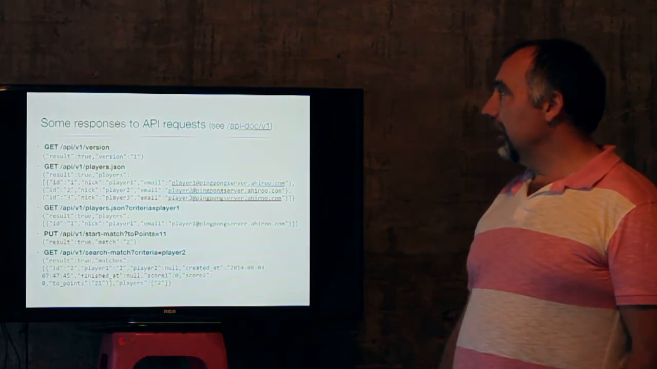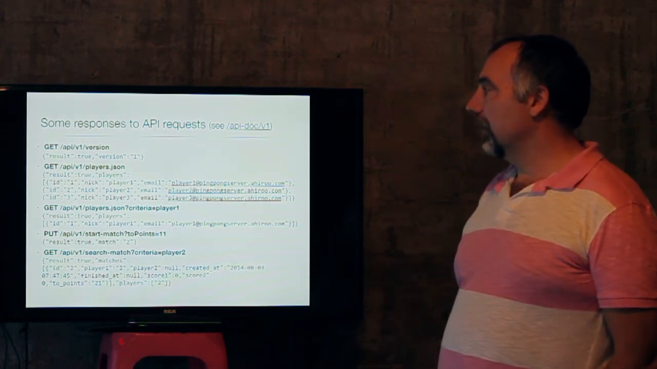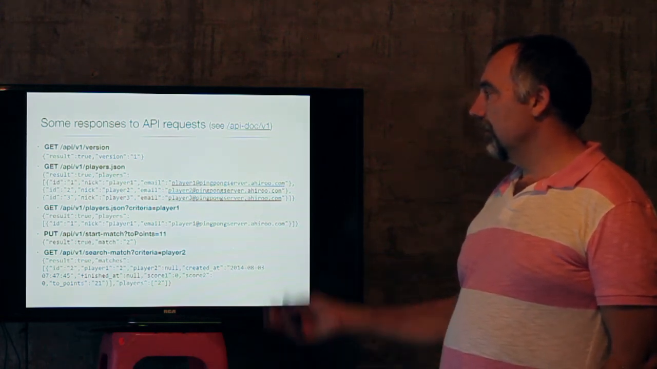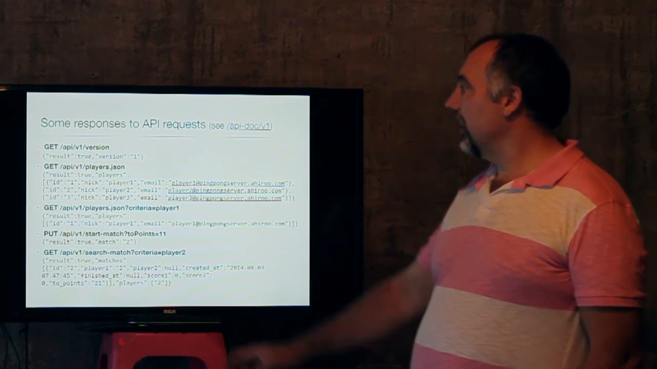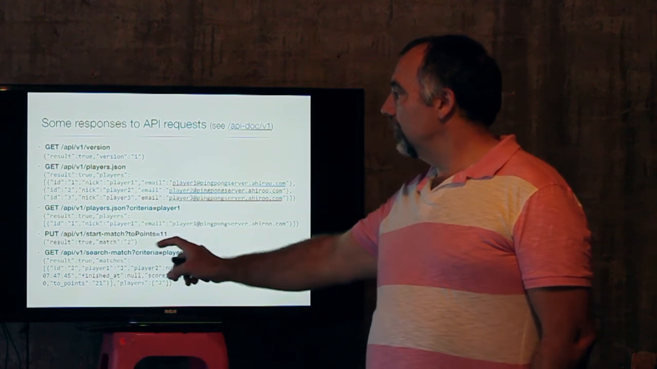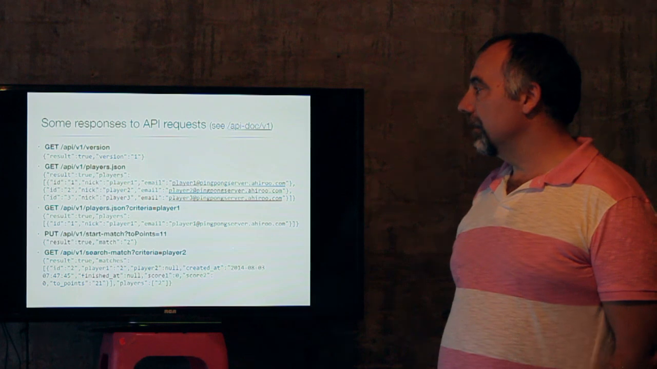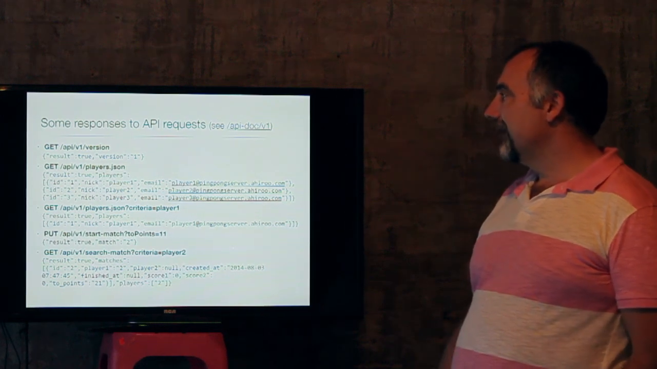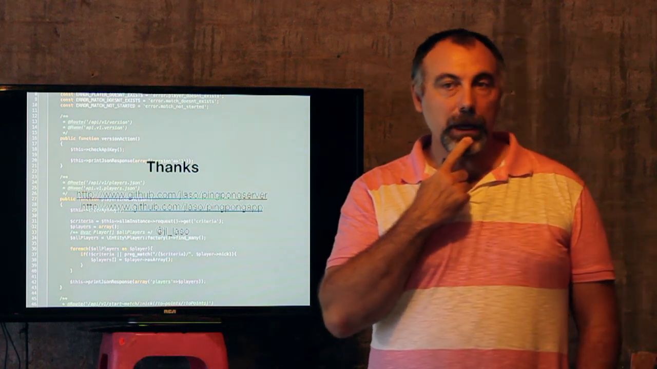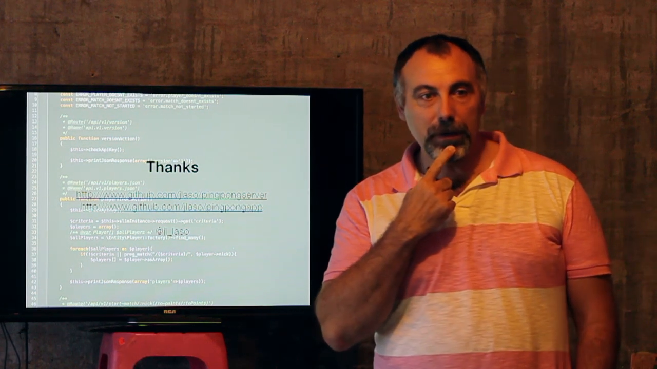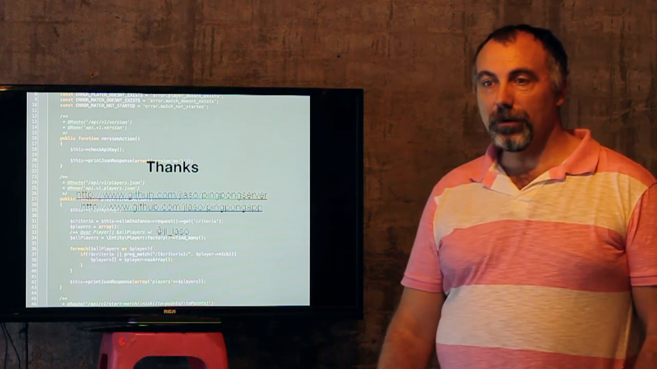The responses are in JSON, and this is a sample of some of the calls. If I want to start a match, I need to put the number of points as a parameter in the URL. But this is the presentation. I want to show you the code of this.